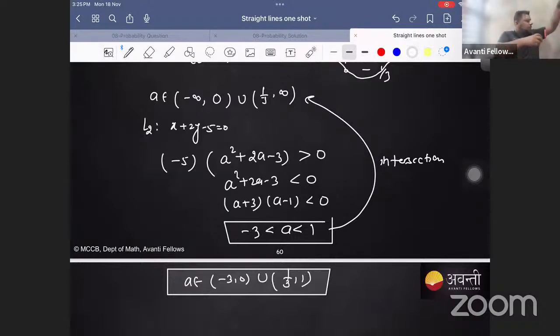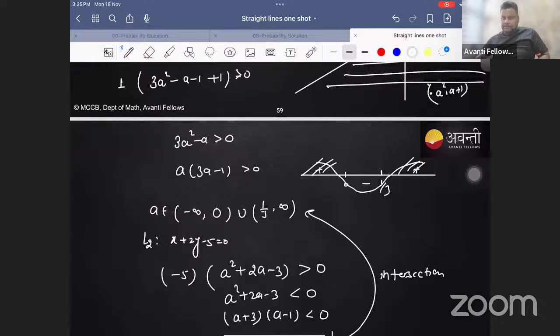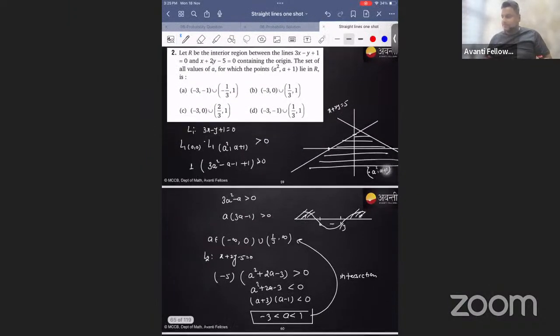So a very simple question about the position of two points with respect to a line. Got it? Have a look. Quickly do. Clear?